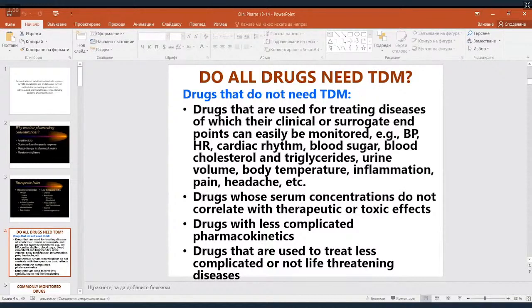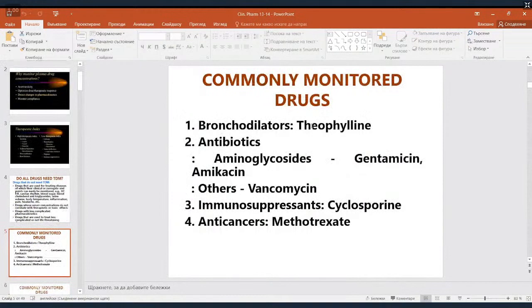For these drugs, we only need to measure the blood pressure or the blood sugar to know that we are effective, and this can also show us in what direction we need to change the dose of the drug. That's why these are called surrogate endpoints. For drugs whose serum concentrations do not correlate with therapeutic or toxic effects, drugs with less complicated pharmacokinetics, and drugs that are used to treat less complicated or not life-threatening diseases, we also usually do not need therapeutic drug monitoring.